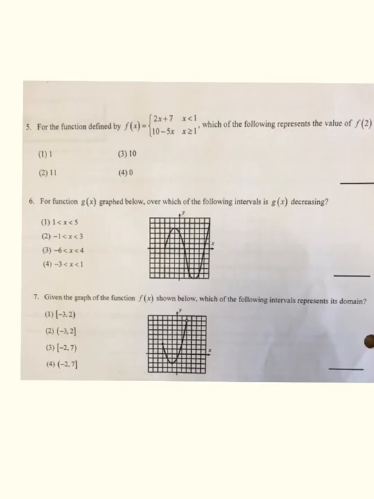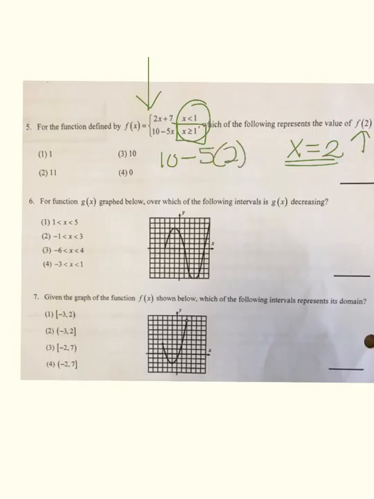For the function defined by f of x, and this is a piecewise defined function because we see the bracket right there, which of the following represents the value of f of 2? So since the value of x is 2, we have to look at the domains here. And the one where this fits into the domain is where x is greater than or equal to 1. So we're going to plug it into 10 minus 5x, that equation. So 10 minus 10 is in fact equal to 0.